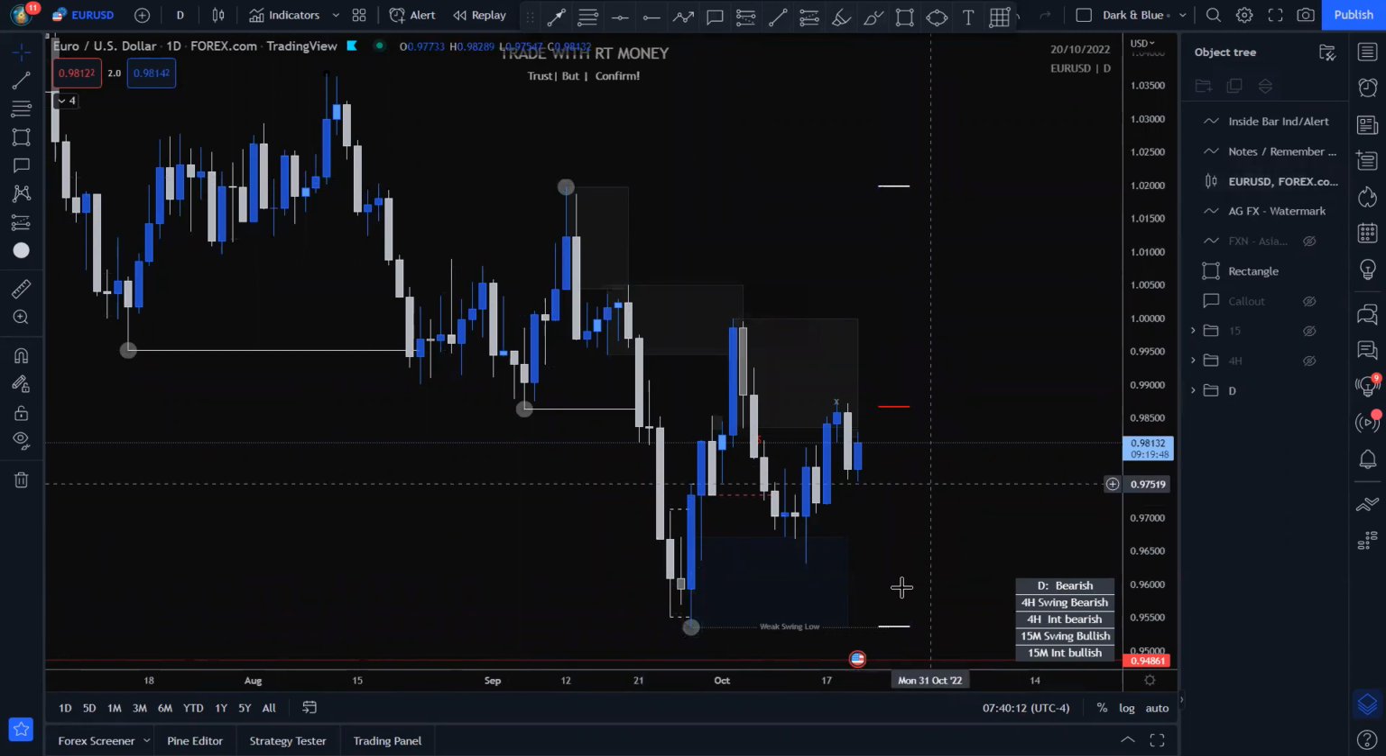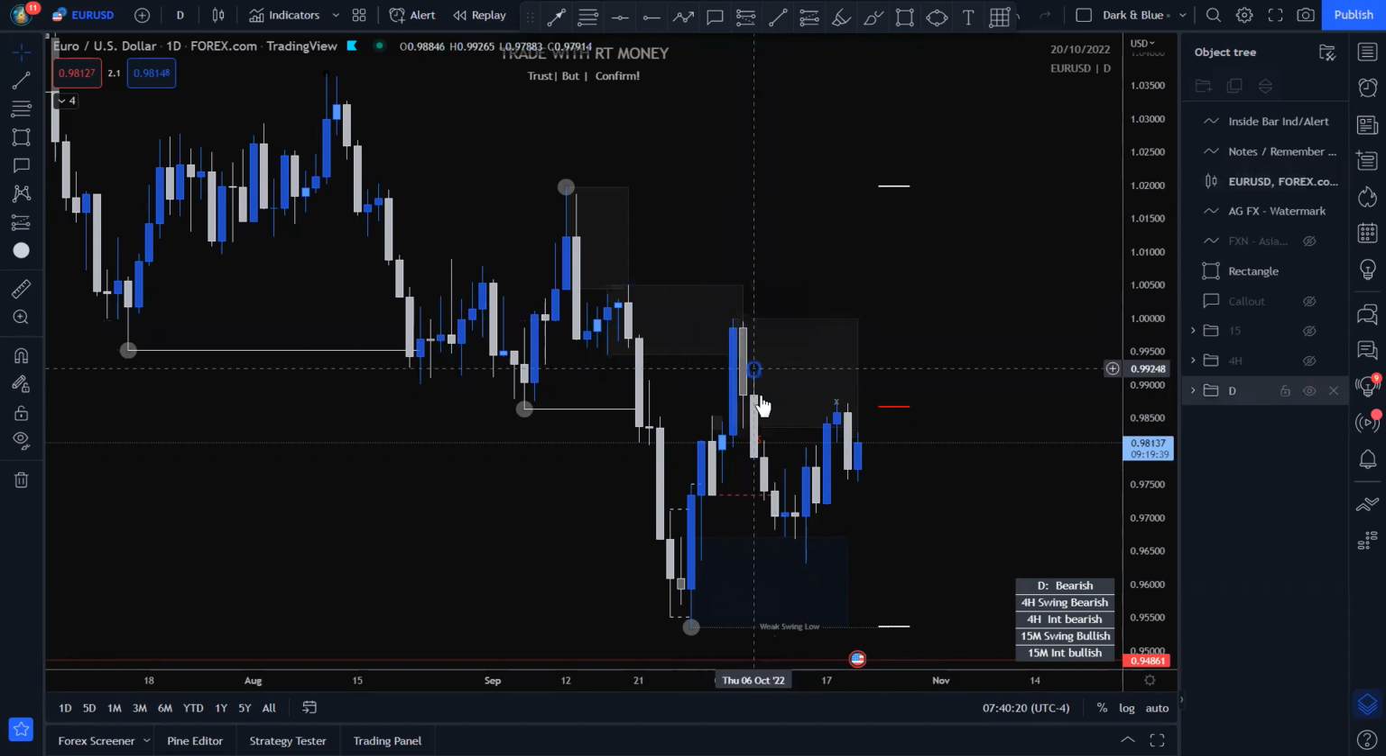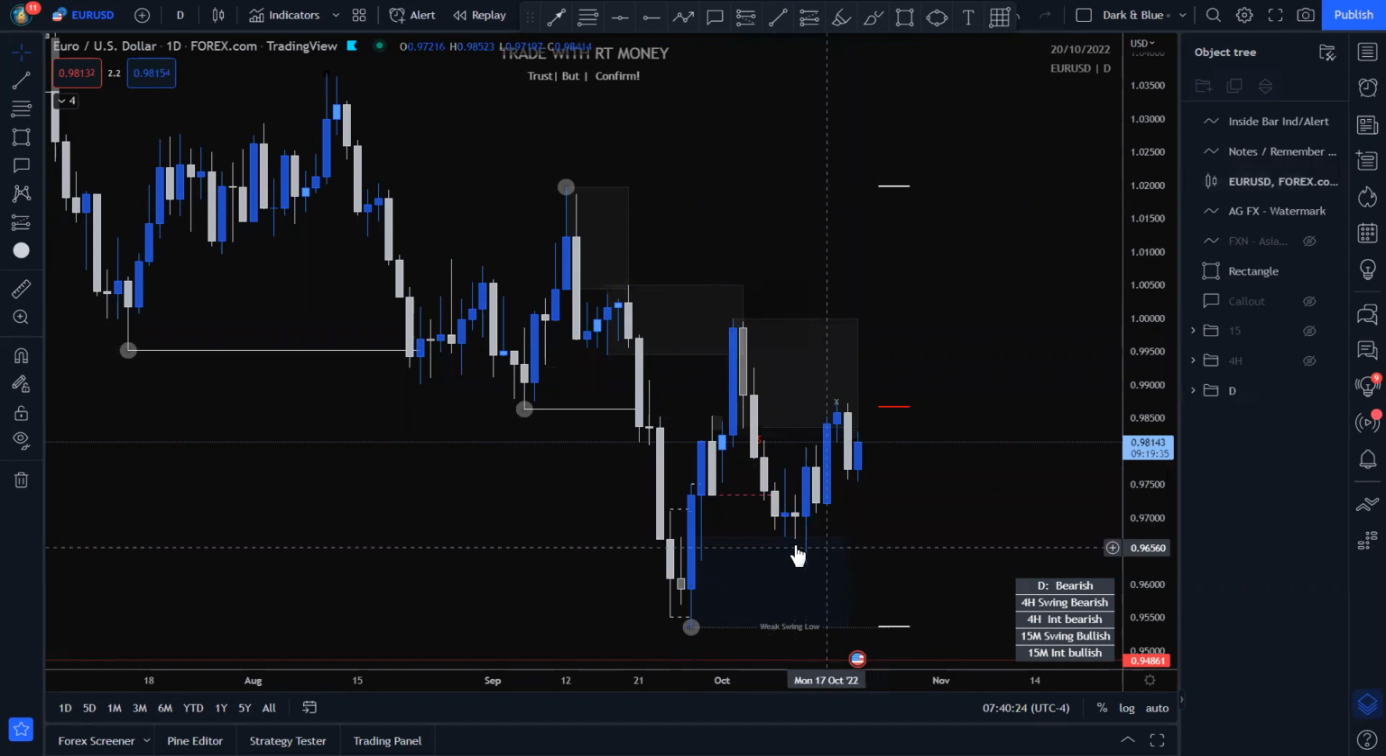I have the top and bottom of the range. Here's the middle, the equilibrium. And price has already come up into premium, where you want to take shorts, and into discount, where you want to take longs. And price has swung back internally to mitigate the supply in this leg of structure back at equilibrium.